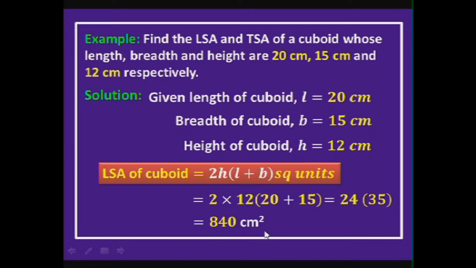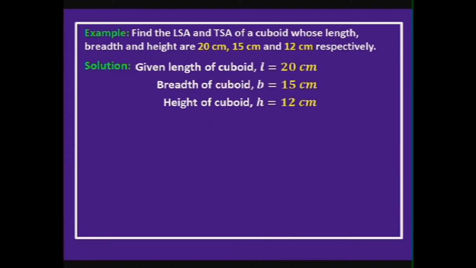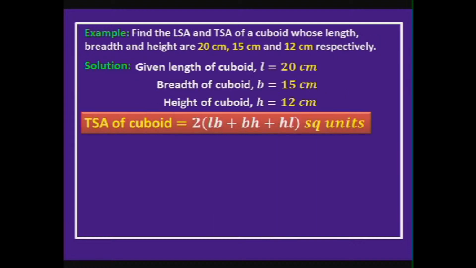So, this is the LSA of cuboid, but we need to find even the TSA, isn't it, children? Now, let us find out TSA of a cuboid, and the formula to find TSA of cuboid is 2 into (LB plus BH plus HL) square units. Again, we are going to substitute the values of L, B, H in this formula. So, 2 into L is 20, B is 15. So, 20 into 15 plus 15 into 12 plus HL, that is 12 into 20.